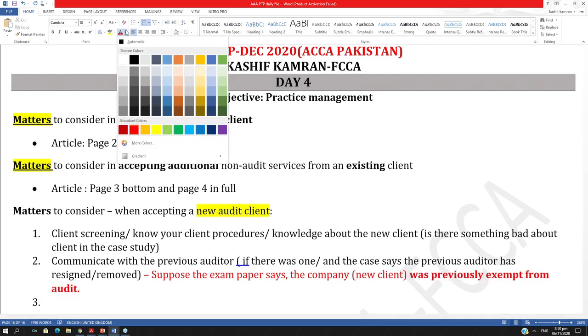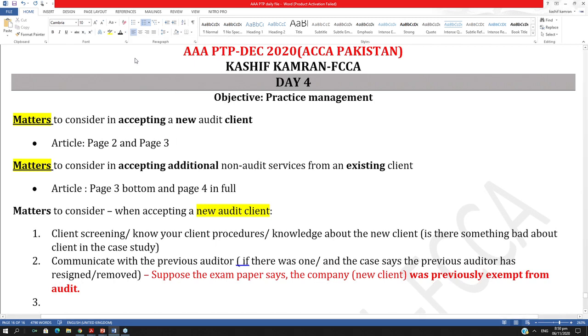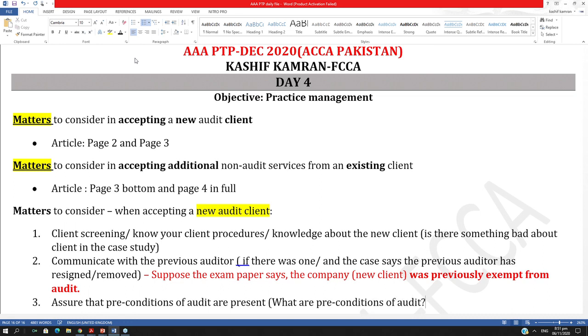Now, when you read the examiner article, the other matter you will come across is that when you are accepting a new audit client, you will also assure that the preconditions of audit are present. When you are accepting a new client, assure as an audit firm that the preconditions of audit are present. What are preconditions of audit?